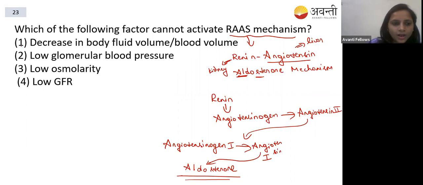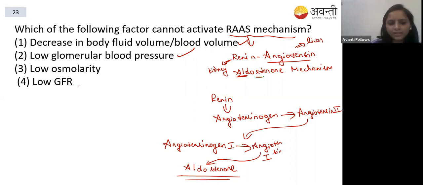Yes. So option 1 says decrease in the body fluid volume, body volume. Yes, guys. Whenever there is a decrease in the body volume, that is a decrease in the blood pressure. So when the blood pressure or the blood volume decreases, at that time the RAS mechanism is going to be activated. Yes. So that is the correct reason. Then coming to option 2, low glomerular pressure. Yes, guys. Now only I told you that whenever the low glomerular pressure is there, at that time also the RAS mechanism is going to be activated. That is also correct.